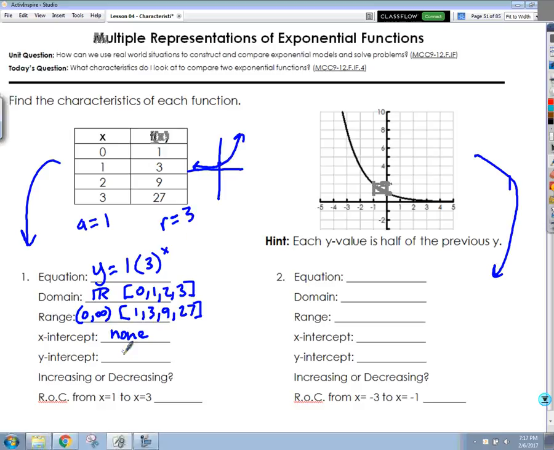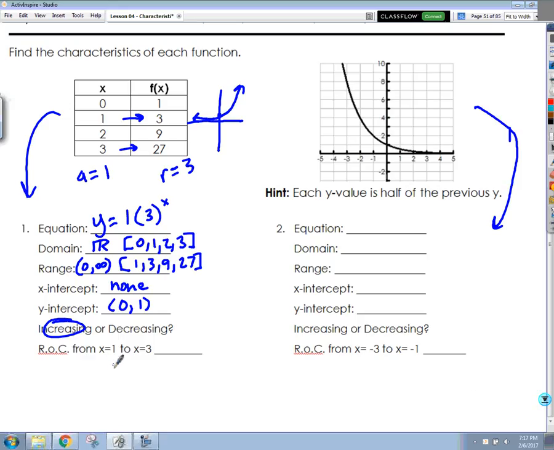So 0, 1. And based on what we were talking about on the rate of change yesterday on the video, we're going to say, oh, rate of change, I skipped a question. It's increasing. All right, rate of change, 1 to 3, okay? 1 is going to correspond to 3, and 3 to 27. So I'm going to write it like this. Let me move it down just a little bit. 27.